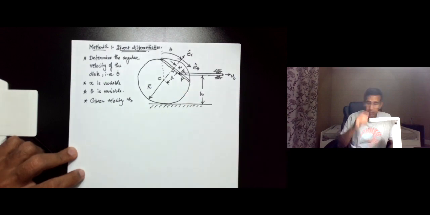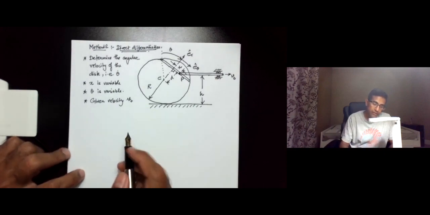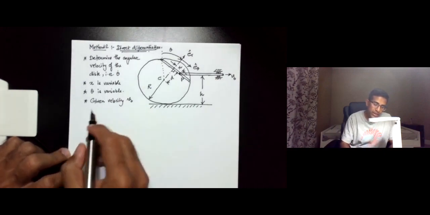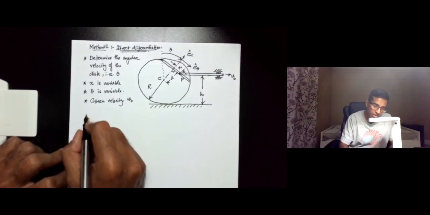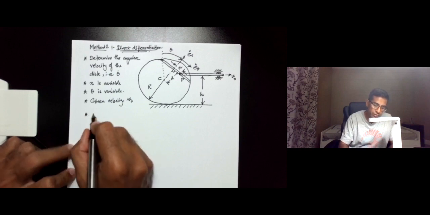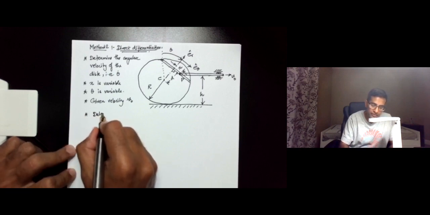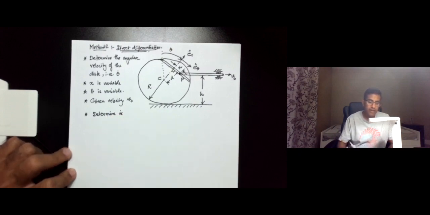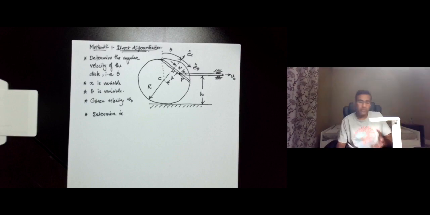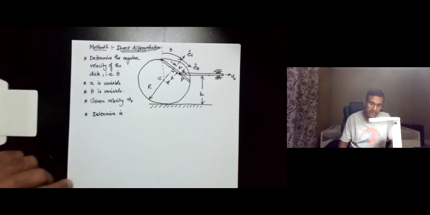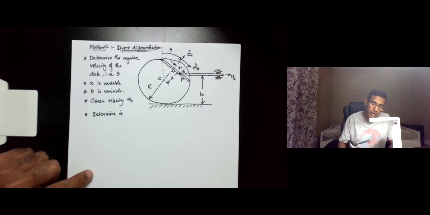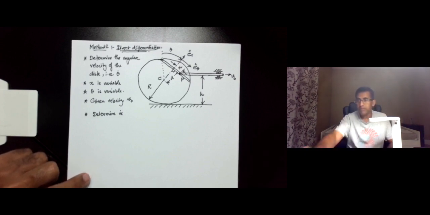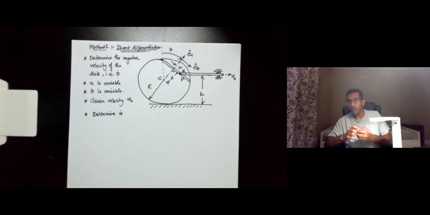In the previous problem, where we had used the approach of relative velocities, in addition to theta dot, we also found out x dot. So we can put that also as a requirement of this problem. That is, determine x dot. Once we find out theta dot, determining x dot is not going to be a big deal. So how do we set up this problem for the direct differentiation method?